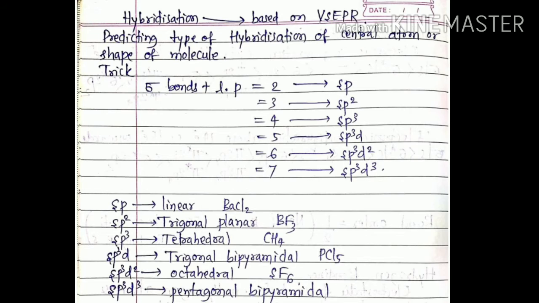So sp is linear shape; the standard example is BeCl2. Then sp2 is trigonal planar; the standard molecule is BF3. sp3 is tetrahedral; the standard molecule is CH4. sp3d is trigonal bipyramidal; the best example is PCl5. sp3d2 is octahedral; the standard example is SF6. sp3d3 is pentagonal bipyramidal.